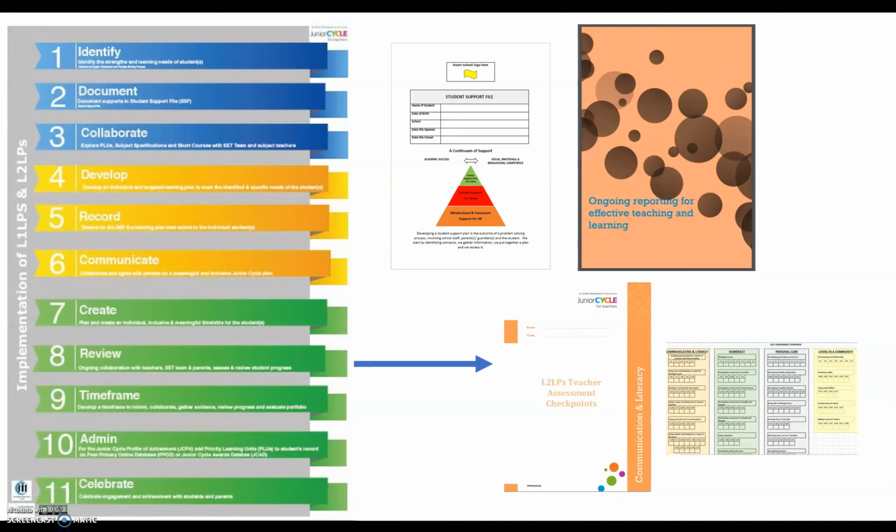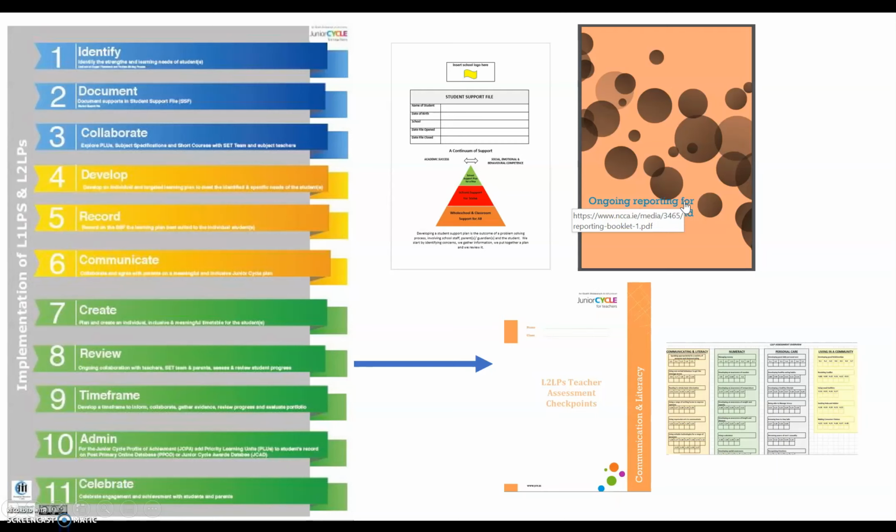Once again, schools may choose to use the student support file to keep a record of this ongoing support and evaluation. There is a booklet provided by the NCCA in relation to ongoing reporting for effective teaching and learning, and school leaders may be familiar with this document.